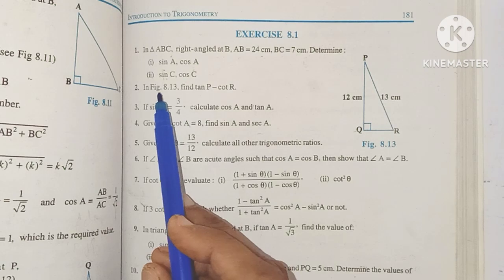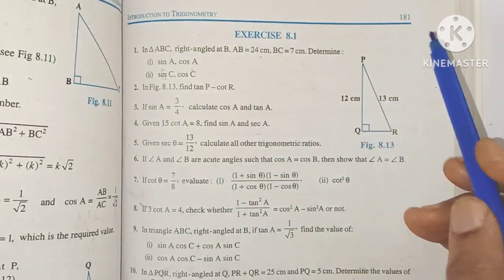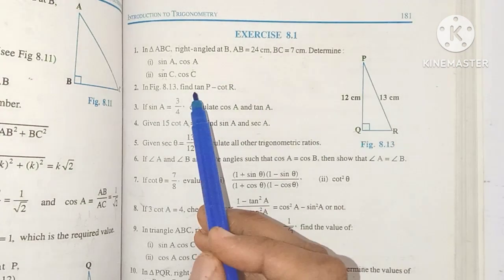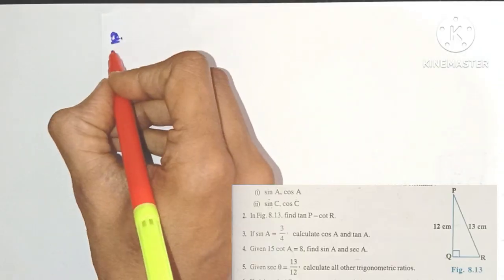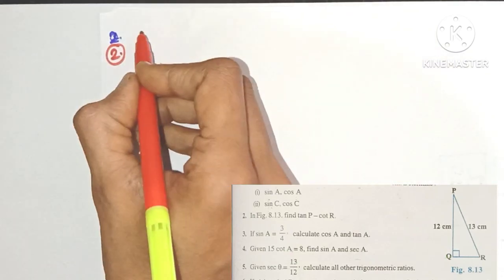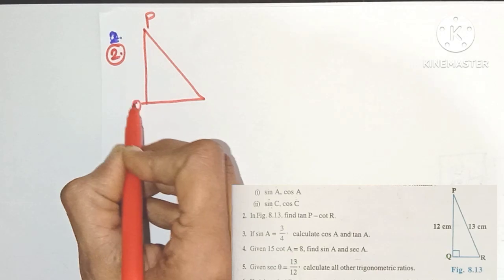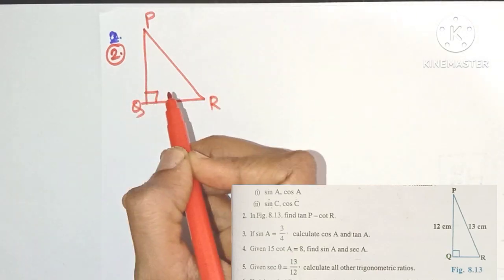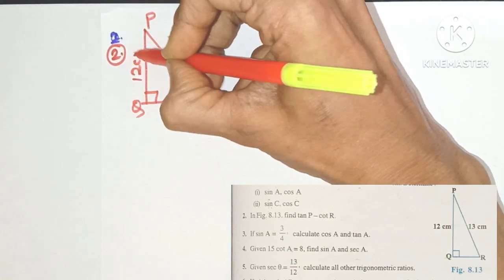The second question says, in figure 8.13, find tan P minus cot R. So this is the figure and we have to find tan P minus cot R. So let's start the answer. Since the diagram is given, let me first draw the diagram. It's a right angle triangle PQR, right angled at Q. This is 13 centimeter PR and this is 12 centimeter.